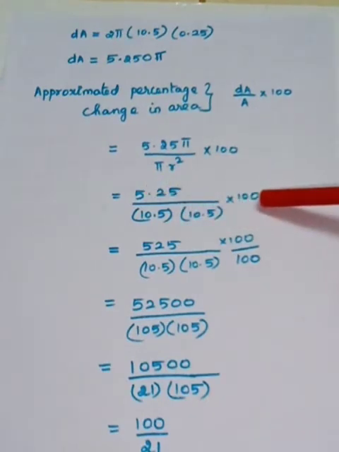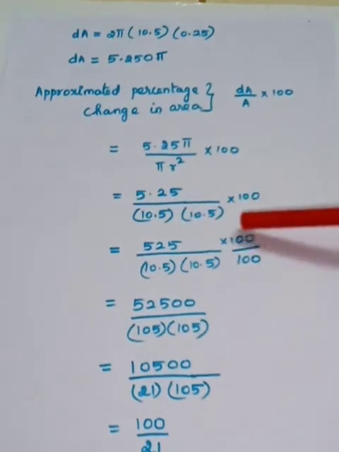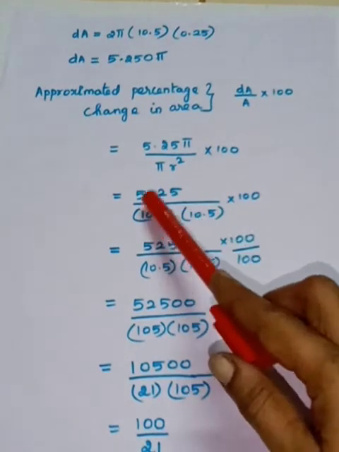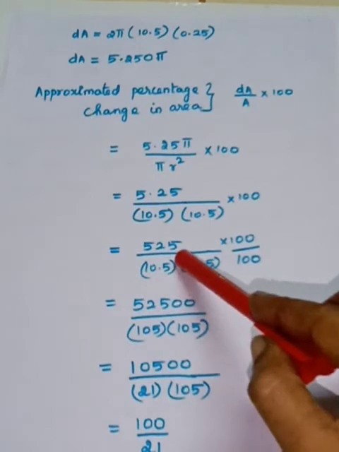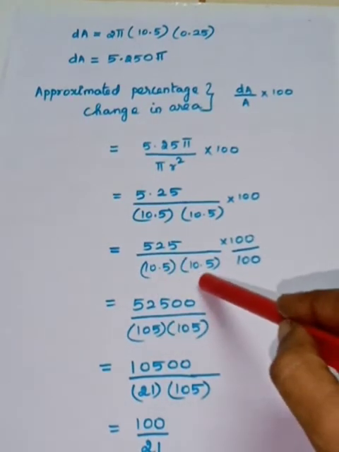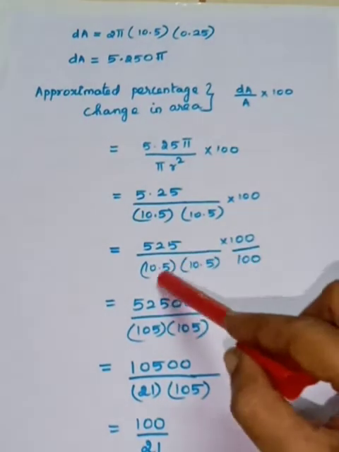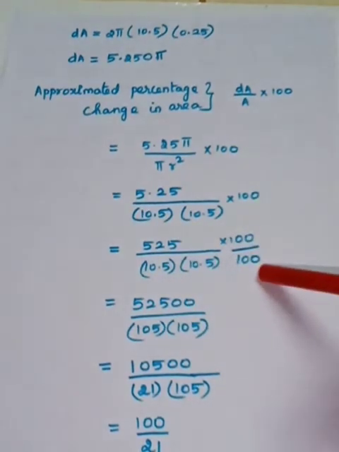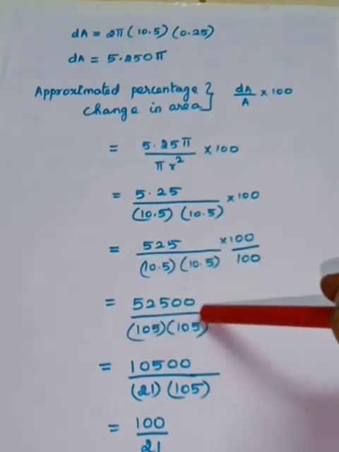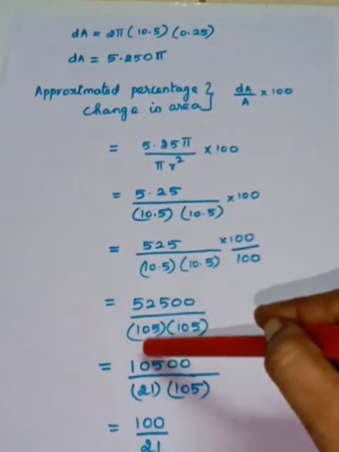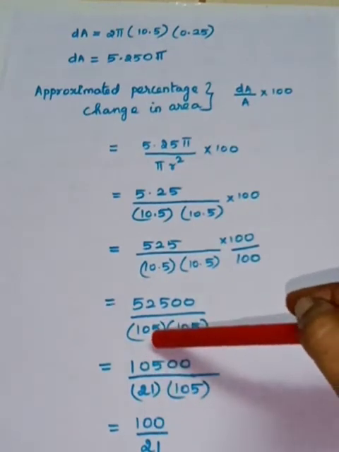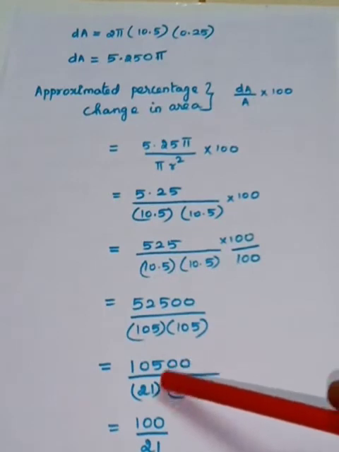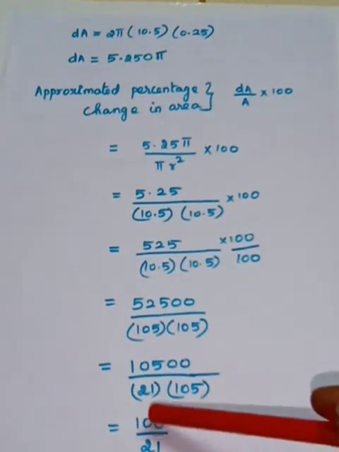So when you multiply with 100, it will be 525. So 5.25 into 100 is 525, divided by 10.5 into 10.5. So we have to remove the decimal place in the denominator, so we multiply and divide by 100. So it is 52,500 divided by 105 into 105. So when you cancel this 105 and 525, you are getting 10,500 divided by 21.